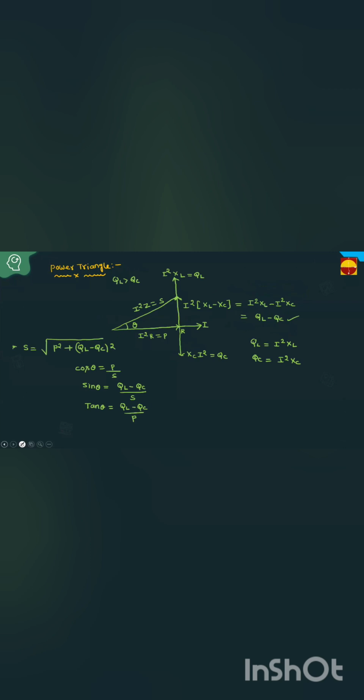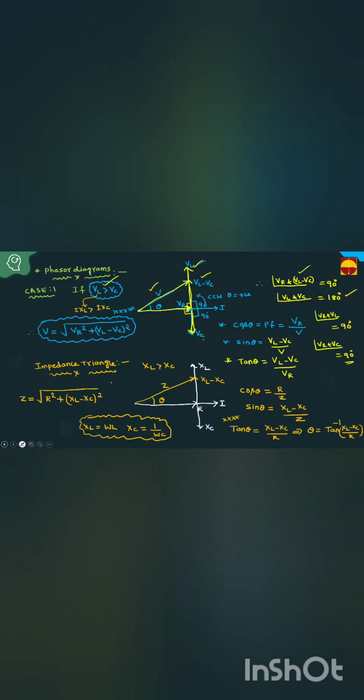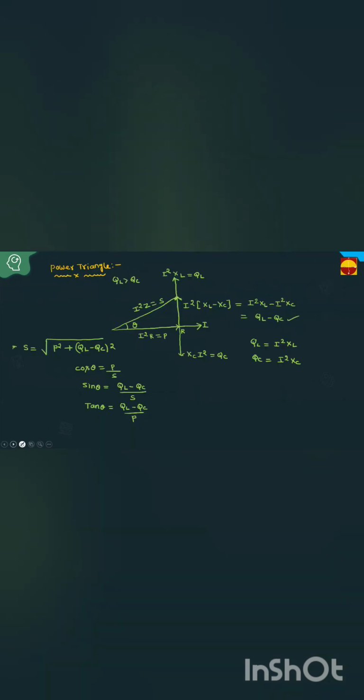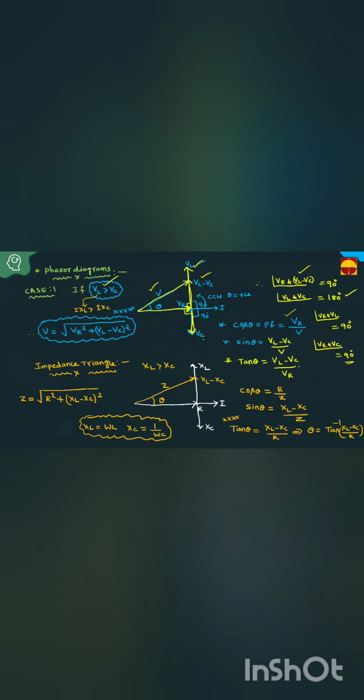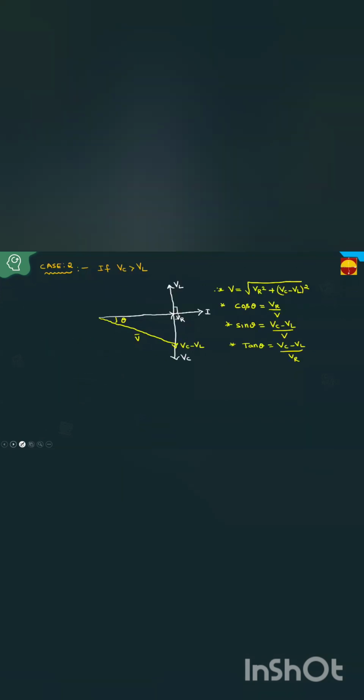Here you see, there is no change in the power factor. Here also cos theta equal to VR by V. Sin theta equal to VL minus VC by V. But here VC minus VL by V. That is the only difference. What is the tan theta? Tan theta equal to VC minus VL by VR. But in the previous case, what is the tan theta? VL minus VC by VR. That is the only difference. Clear? This is for the case 2 phasor diagram.